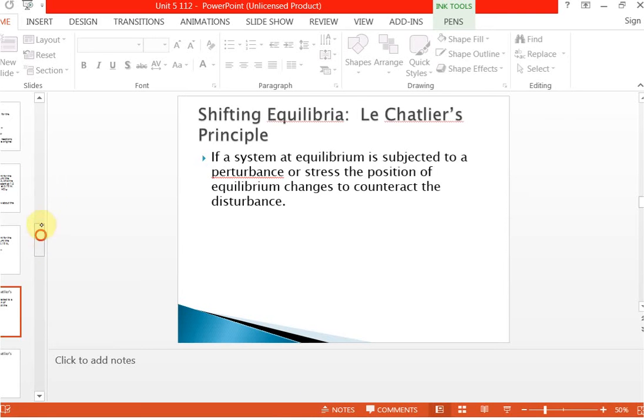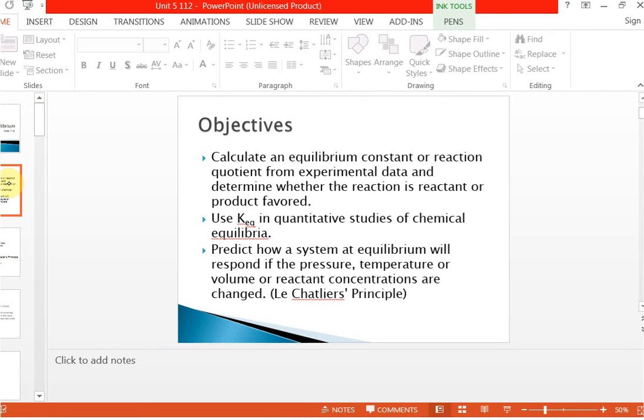Okay, so this is part 2 of equilibrium. Here we're going to be looking specifically at Le Chatelier's principle, which is just going to account for how a system is going to react to an applied stress. And so if we adjust the pressure, the temperature, the volume, or something, what's going to happen to that system?